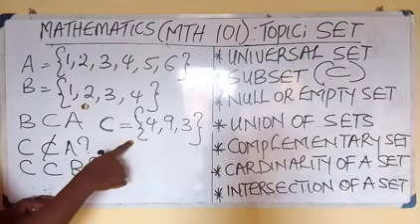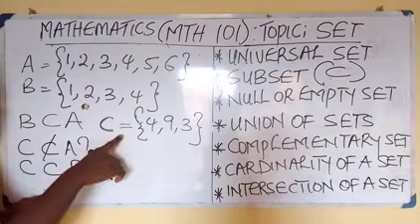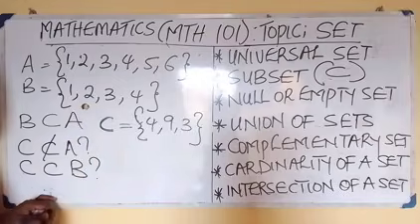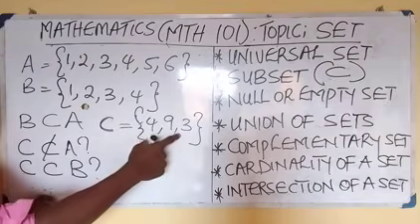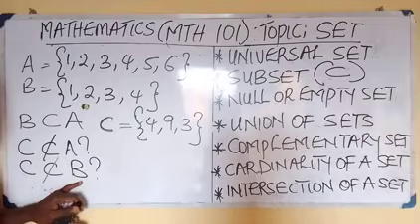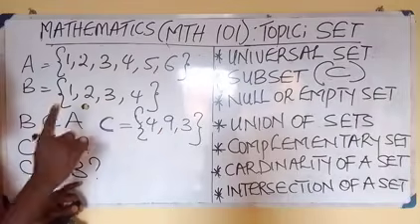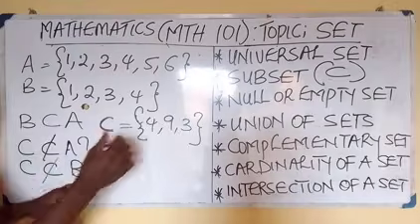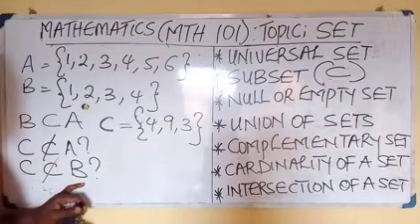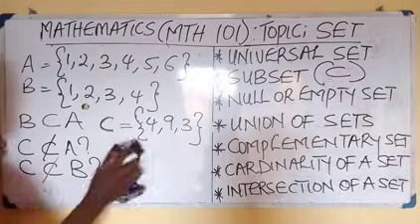Let's check the third one. Is set C a subset of B? Now let's look at it. I have 4, I have 4, I have 3, I have 3. So C is not a subset of what? B. Why? Because you don't have 9 in set B. So please take note of that. This symbol is used to denote a subset of a given set. And when it is not, you cross it. Okay? So that is for that.